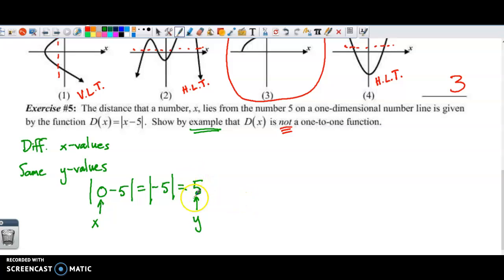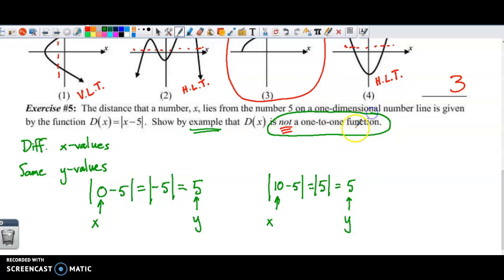Okay, so this is my x, and this is my y. Can you think of another time when the y value would be 5 for a different x value? And again, I'm going to let you think. You could pause the video or you could just continue to let it play because I'm about to answer it. 10. 10 would be that situation because 10 minus 5 would give me 5, and the absolute value of 5 is 5. So do you see how we have the same y value in my two examples with different x values? And that shows, by example, a function that is not one-to-one.